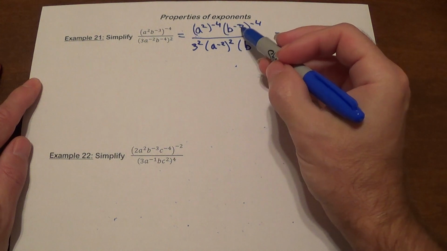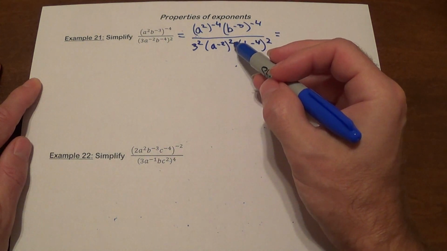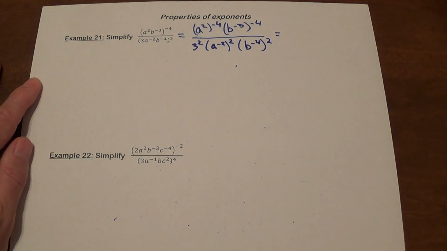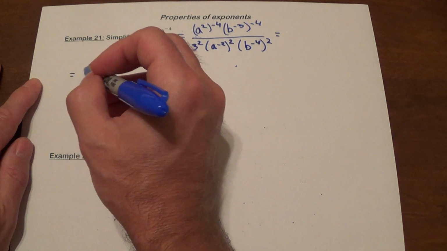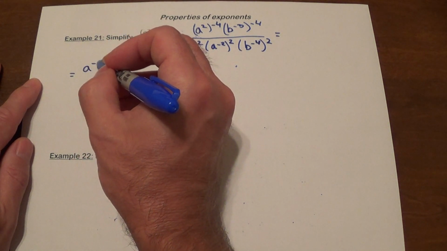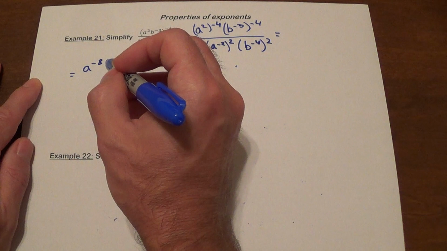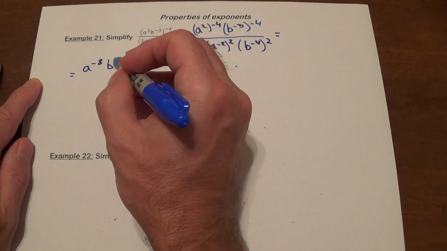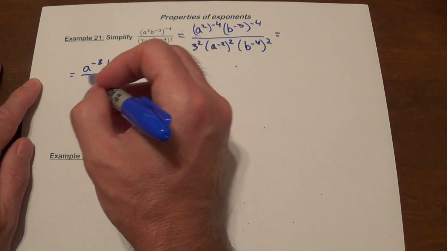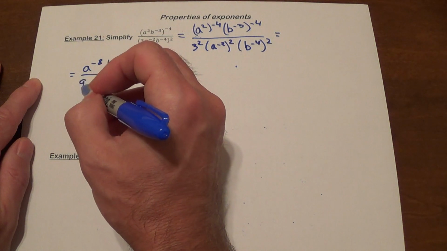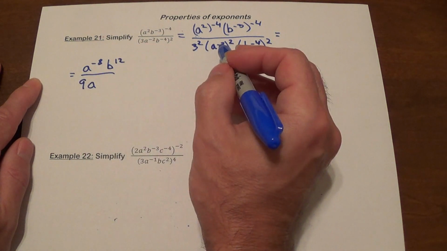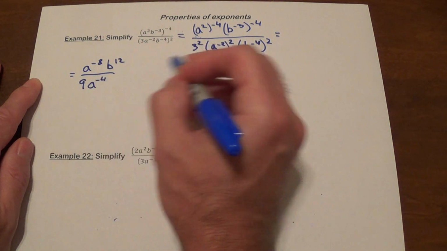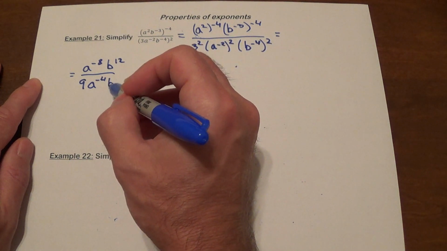Here you multiply the exponents, here you multiply the exponents, here you multiply the exponents, and here. So all that is going to give us a to the power negative 8. B to the power negative 3 times negative 4 is 12, all over 3 squared is 9. A to the power negative 4 and b to the power negative 8.